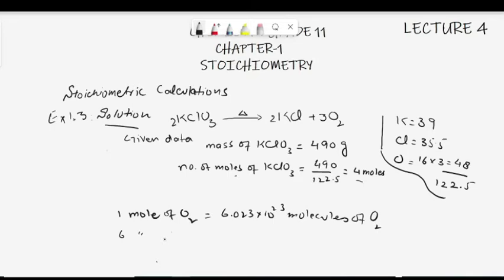So 6 moles of oxygen would be equal to 6 into 6.023 into 10 raised to the power 23 molecules of oxygen. And if you calculate it, this is equal to 3.612 into 10 raised to the power 24 molecules of oxygen. So in the first example, we converted mass into moles, and here we converted moles into the number of molecules. Let's move on to the next example, that is example 1.4.